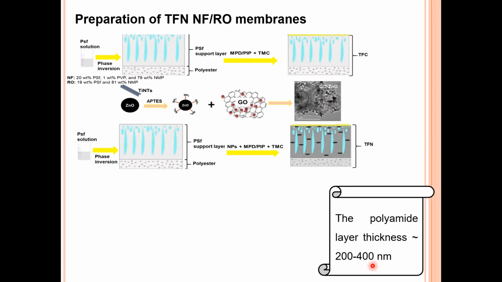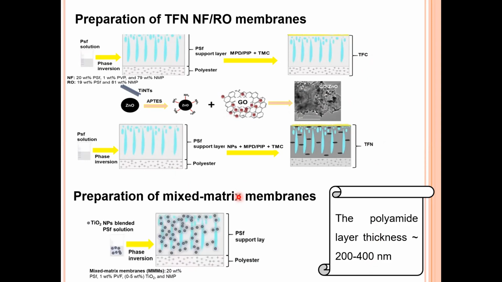So we have the thickness of these layers kept at 0.2 to 0.4 micrometers. For preparation of the mixed matrix membranes, we blend the TiO2 nanoparticles in the PSF solution itself, and we prepare the PSF support on a polyester non-woven. If you want to prepare the nanofiltration membrane, you have the recipe, and if you want to prepare the RO, you also have the recipe here. The only difference is we increase the PSF percentage, and we also add PVP to it.